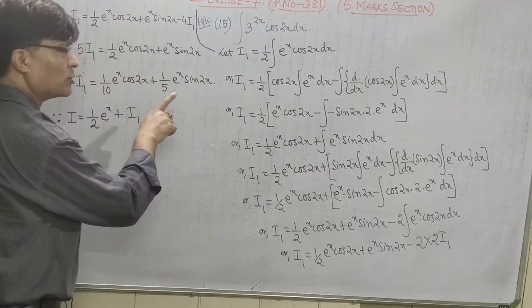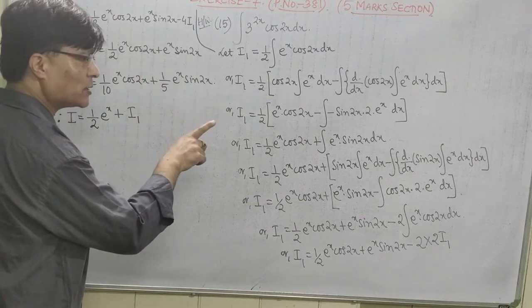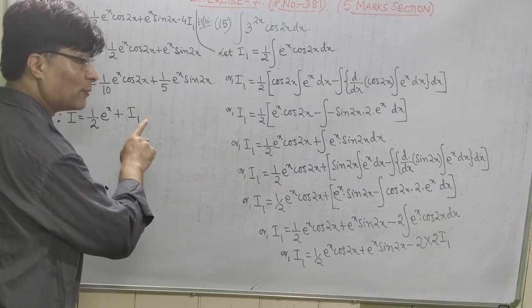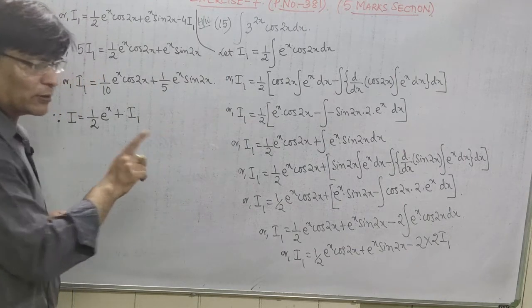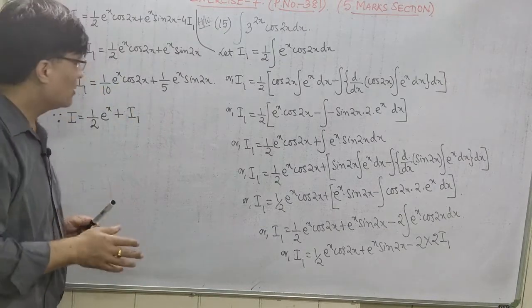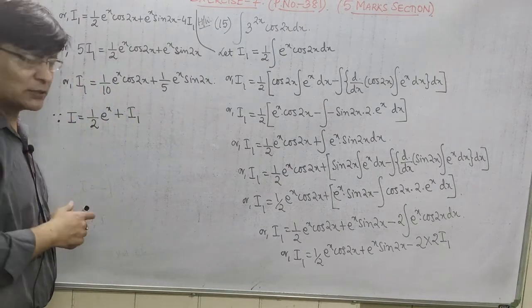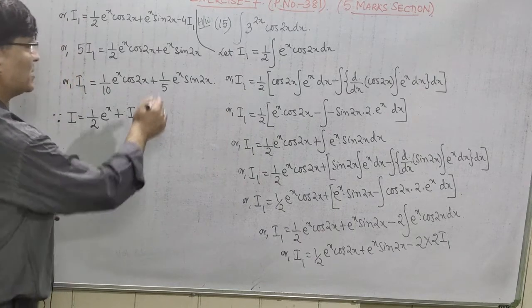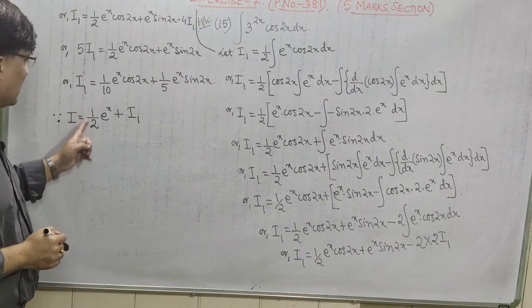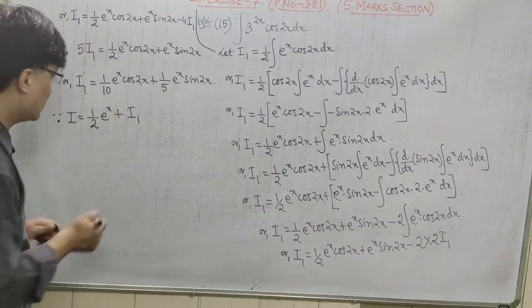So there was 2 cos square 2x, it is 1 plus cos 2x, right? And 1 plus cos 2x is multiplied by e to the power x, plus e to the power x cos 2x. You can check the beginning part of this problem, right? So I is equal to half e to the power x plus I1, right?